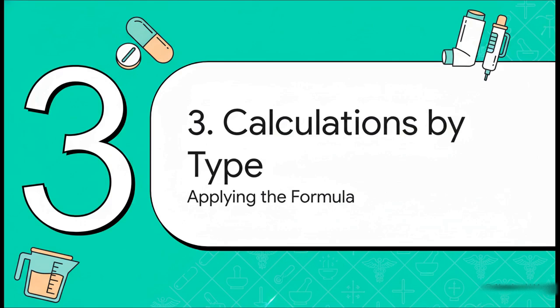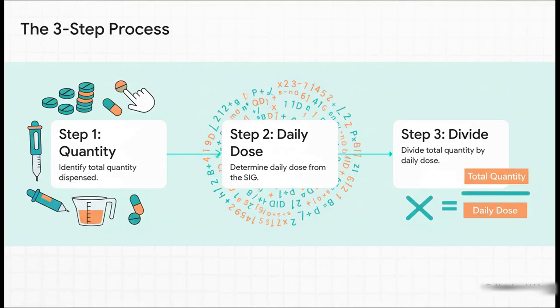Okay, so we've got the formula. Now let's put it into practice. We're going to walk through the most common types of medications you'll see, and you'll notice we use the exact same logic for every single one. This is your mantra. It's the same 3 steps every single time. 1. Find the total quantity. 2. Figure out the full daily dose. 3. Divide the first number by the second. Simple. We're just going to repeat this pattern over and over.